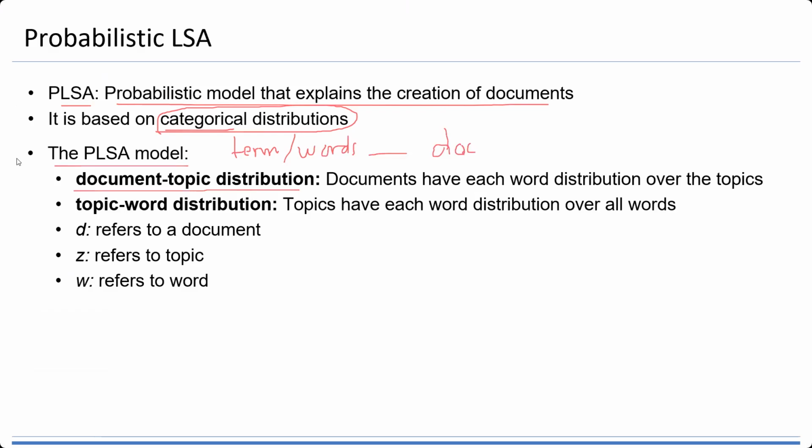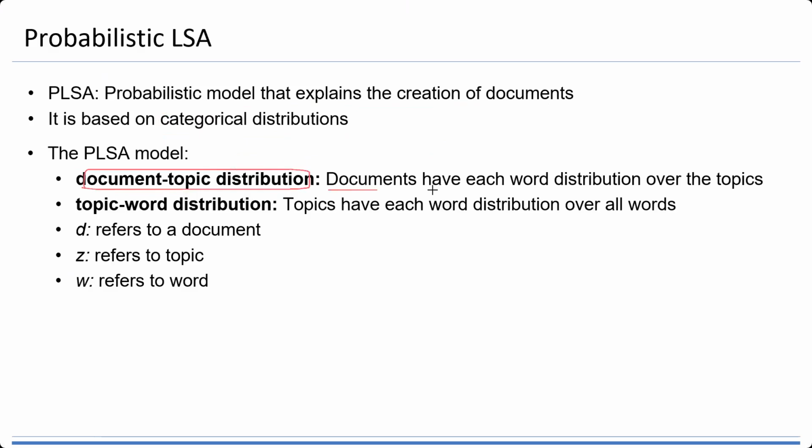The first is the document topic distribution. It means documents have their word distribution over the topics. So we want to know the document with the respective topic. So what is the distribution?